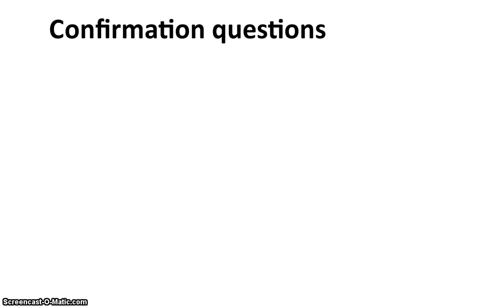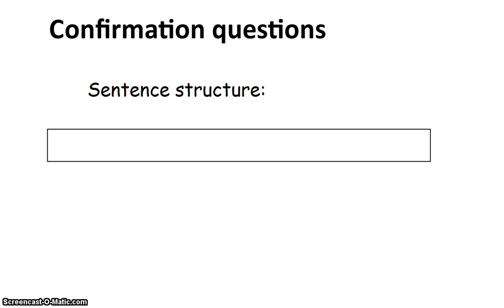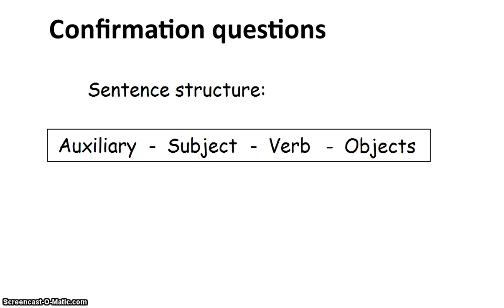Now, let's look at confirmation questions. The sentence structure is the one that you probably know already, the usual one. First of all, the auxiliary, then the subject, the verb, and finally the objects, so the rest of the sentence. Let's have a look at some examples. First one: does Martin play the guitar? So you can see that the first word of the sentence is indeed the auxiliary. The auxiliary does, which comes from do.